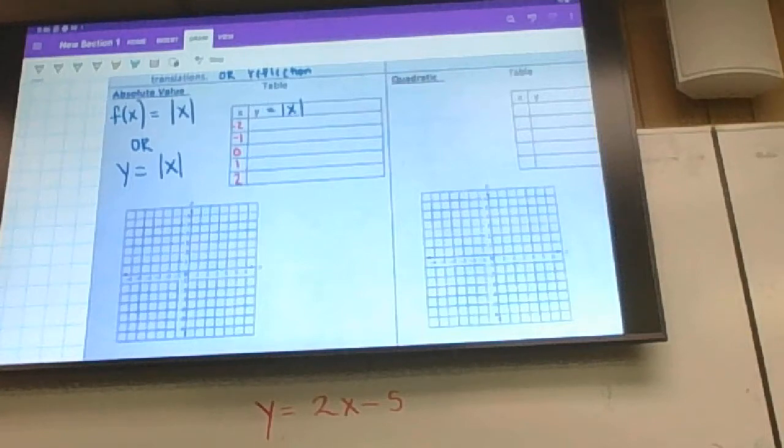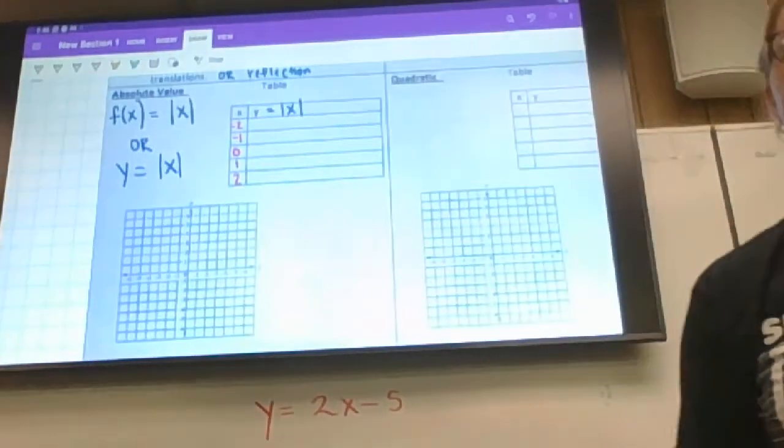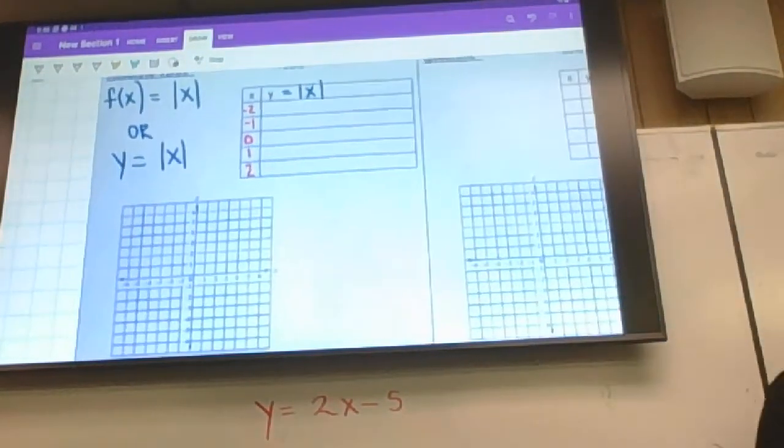Perfectly shaped and pointy V graphs. That's your absolute value graph. It should come out as a V. If I said it before you finished it, I'm sorry to give away the surprise.